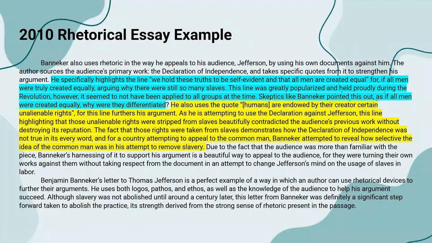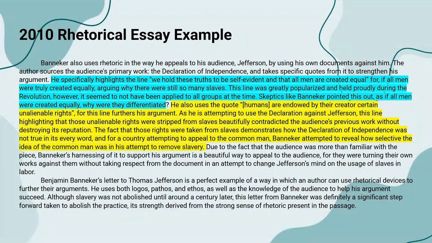He also uses the fact that humans are endowed by their creator with certain unalienable rights. By the way, both of those quotes were taken from the Declaration of Independence in his letter, so that also further shows the rhetoric. However, it shows that these unalienable rights were stripped from slaves. And this is also another very strong piece of evidence.